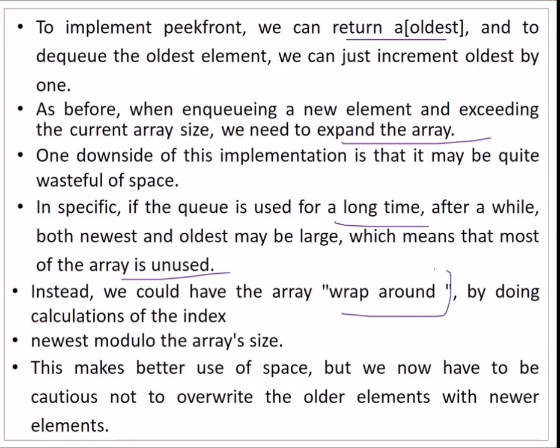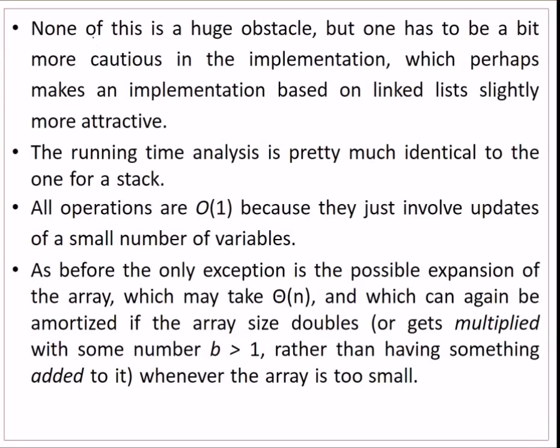So we could have an array which wraps around by calculating the index as newest modulo the array size. This is a new way to reduce space complexity. We are talking about time complexity, but space complexity is also very important. This makes better use of space, but we now have to be very cautious not to overwrite older elements with newer elements.